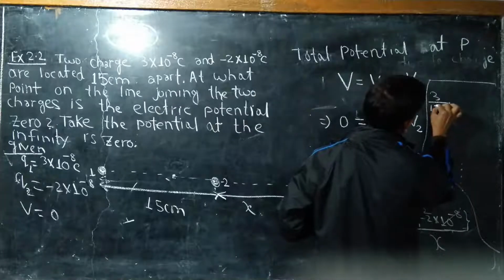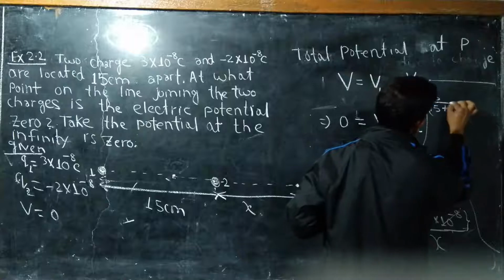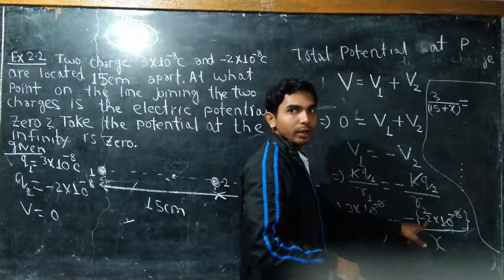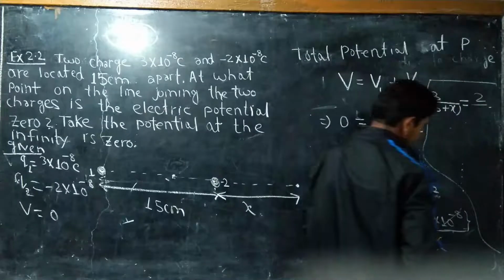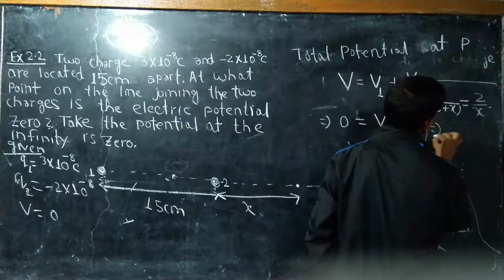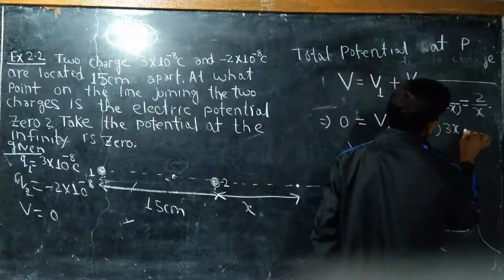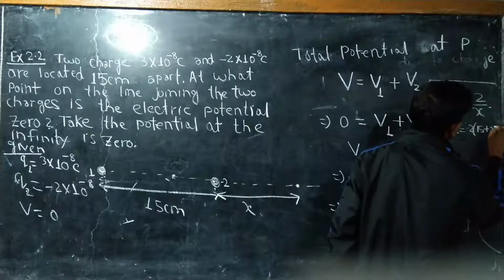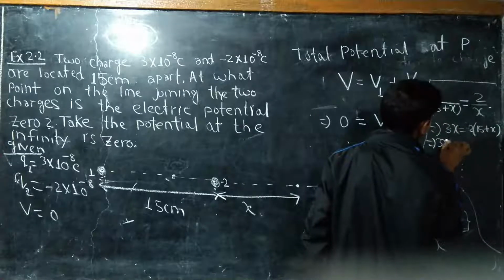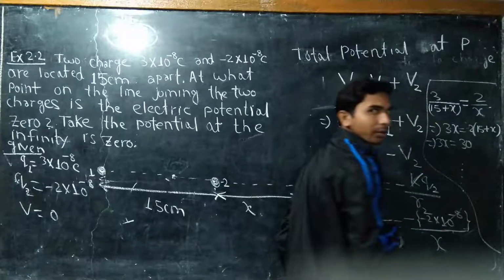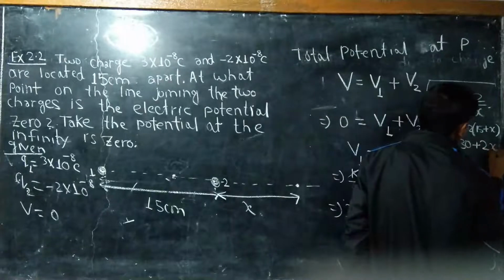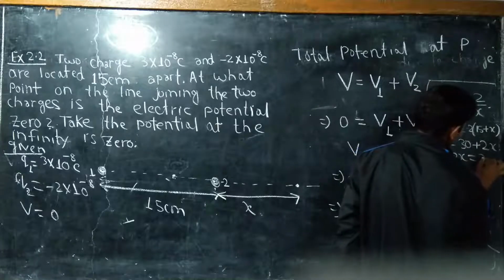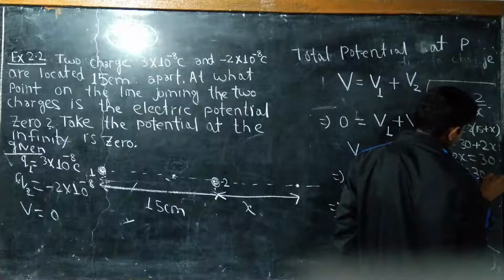3 by 15 plus x is equal to, minus into minus plus, right? And 2 divided by x, again cross multiplication. So 3x is equal to 2 into 15 plus x, right? So 3x is 30, yes or no? 30 plus 2x. So further we can write 3x minus 2x is equal to 30. So x is equal to 30 centimeter.